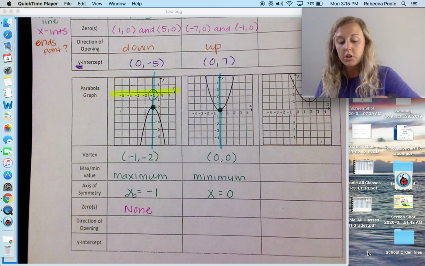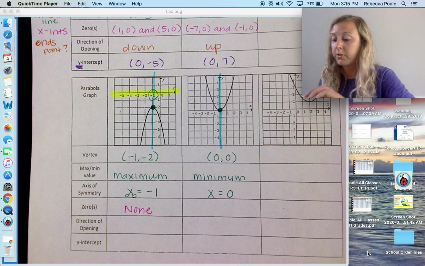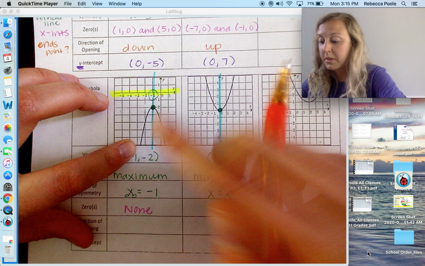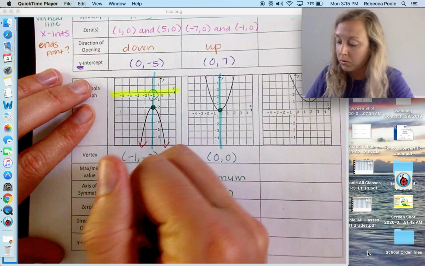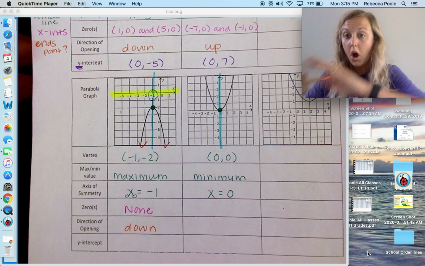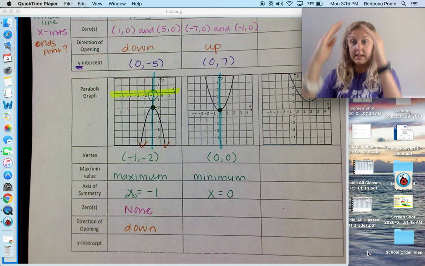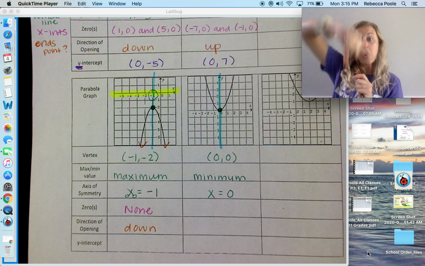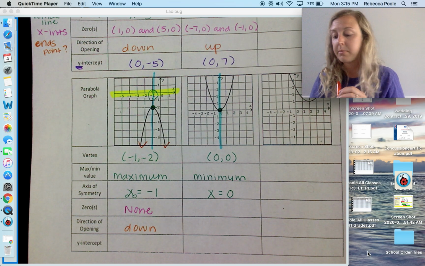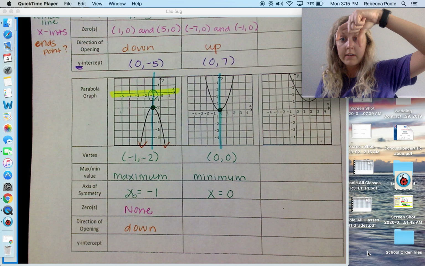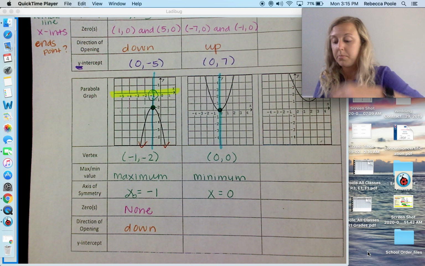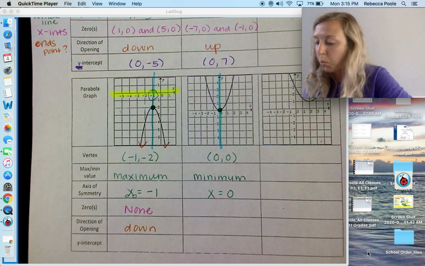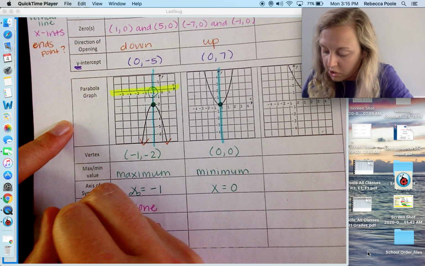Okay? Direction of opening, hopefully you're getting better at this. This one, the ends are pointing down. So it opens down like this. If it's opening up, it'll be a smile. If it's a frown, it opens down. Look at that, I'm Busta Rhymesing for y'all, okay? If it's a frowny face, it opens down. Smile up.